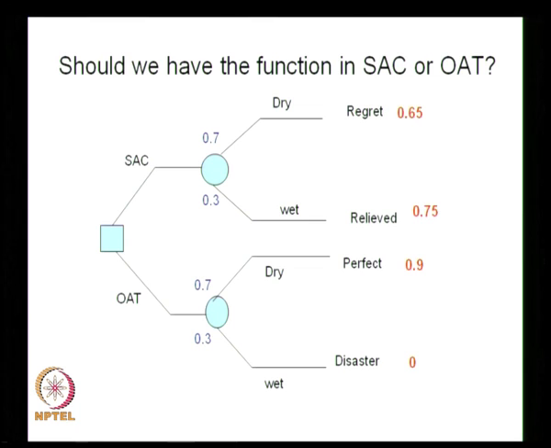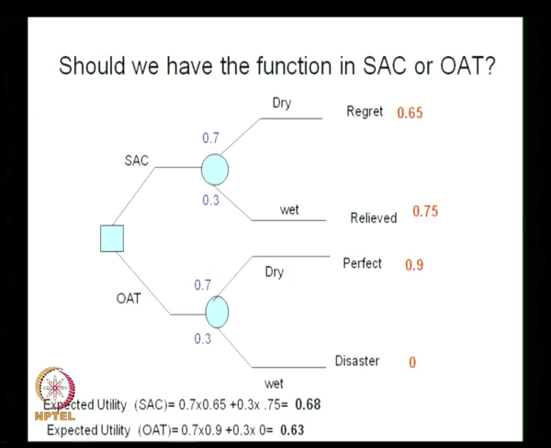So here I have assigned some values different from what I have shown on the board. You can see here the regret value is given as 0.65 for the dry weather, and 0.75 for the relieved condition, and then perfect is 0.9 and disaster is 0. Now if you calculate the expected value, you will see that the expected utility of SAC will be 0.68 and the expected utility of OAT, that is the open air theatre, will be 0.63. So it shows that the best decision is to go for the indoor student activity center to do the function, because the probability of rain is very high.